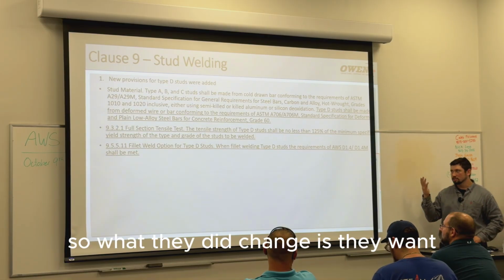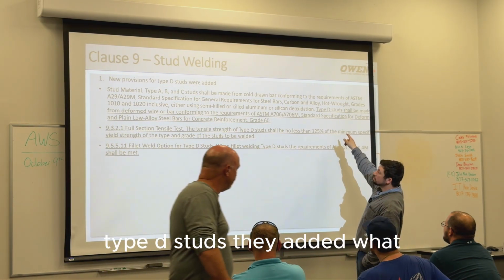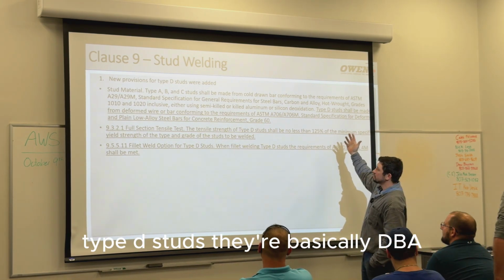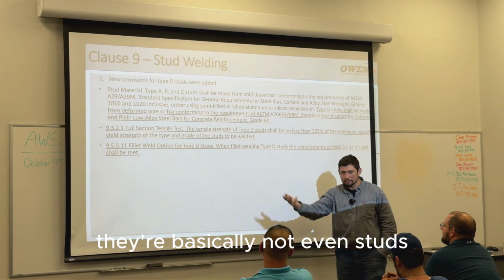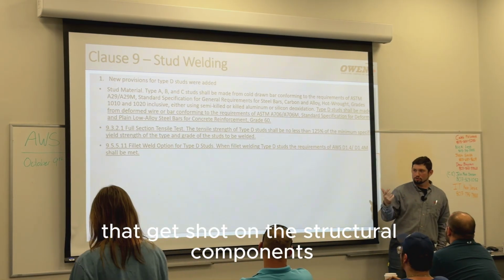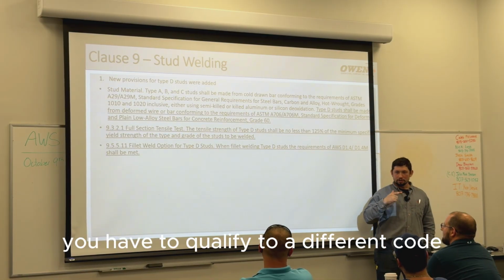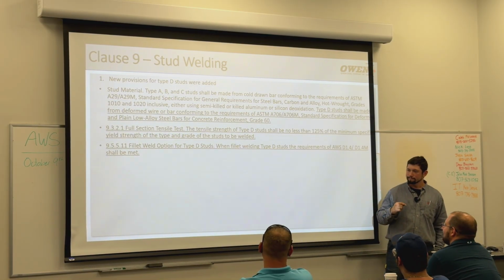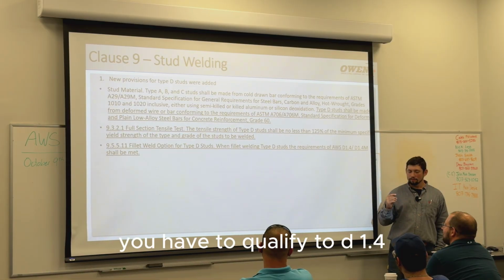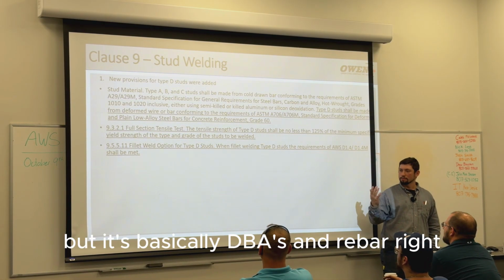So what they did change is they added type D studs. They're basically DBAs. They're basically not even studs. They're basically rebar that gets shot onto structural components. And if you're hand welding them, you have to qualify to a different code that's not even D1.1. You have to qualify to D1.4. But it's basically DBAs and rebar, right?